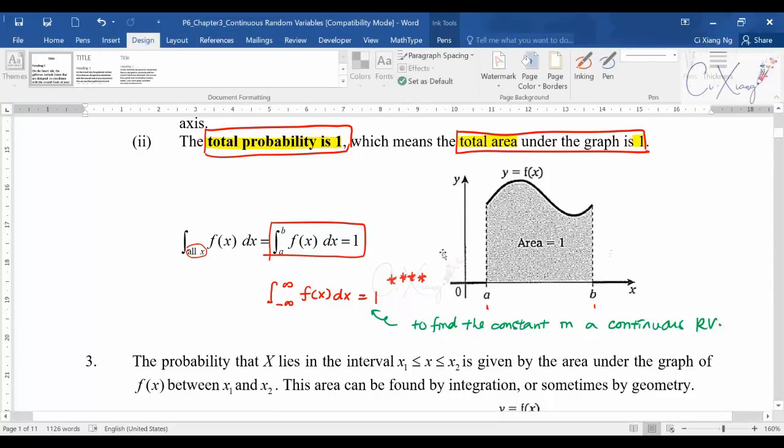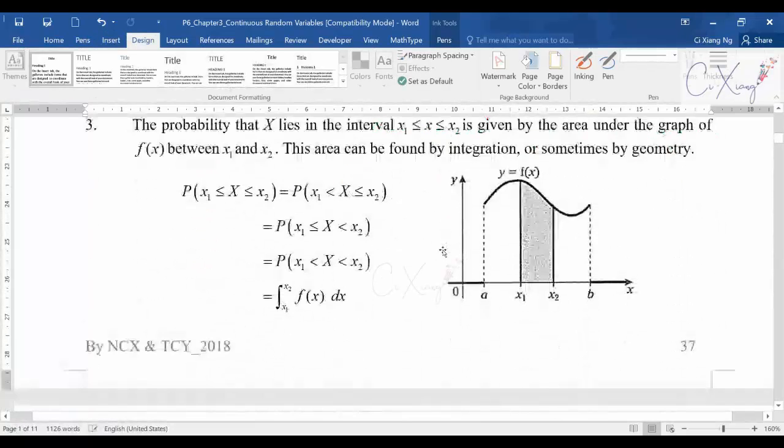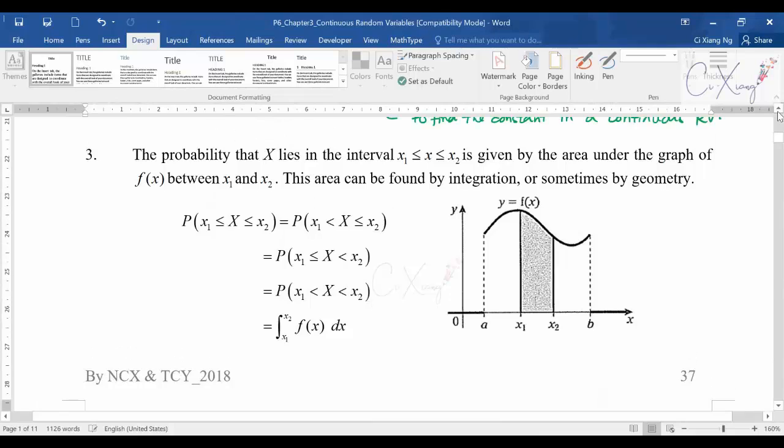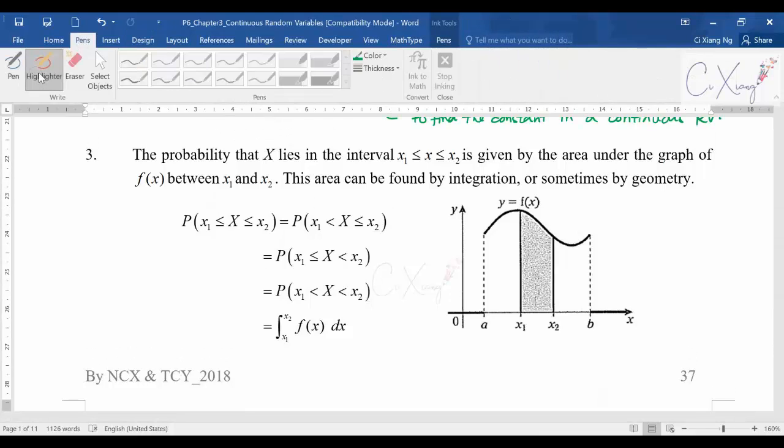Okay, and then the second one, when they want you to find out a certain probability. So as an example, if they want you to find this probability, which is between x1 until x2, which means that you want to find the area under the graph for this x1 until x2, right? Okay, so how to find the area for this? Therefore, you need to do the integration from x1 until x2 for the function fx. So this is the probability for x1 until x2.